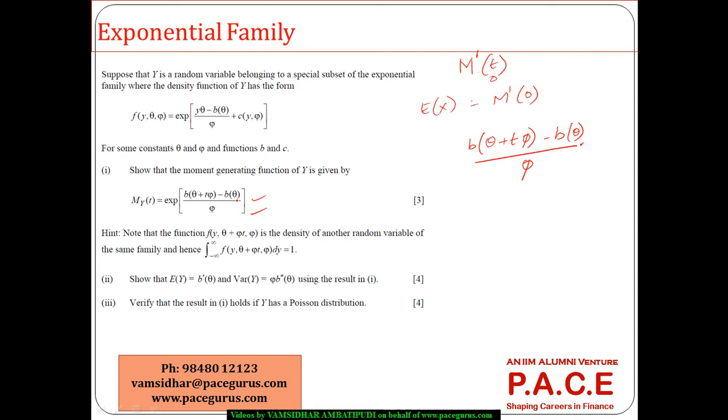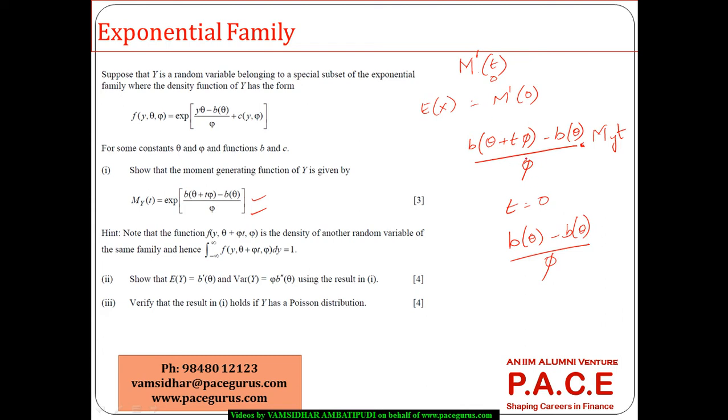Because e to the power of x is e to the power of x itself, which is nothing but m of t. This is the differentiation. Now for the derivative, this is m dash of t. I put t equal to 0. If I put t equal to 0, it comes out as b of theta minus b of theta.